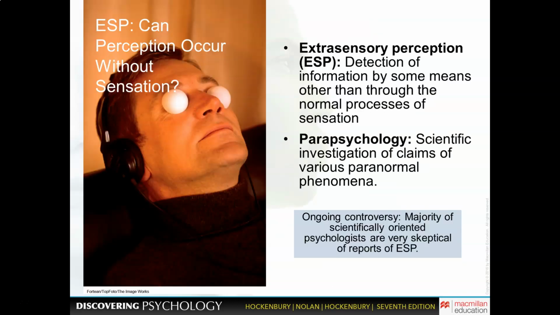Okay, now we're going to change gears here. We're going to talk about something here that students tend to kind of get a kick out of. ESP. ESP stands for extrasensory perception. So extrasensory, that kind of refers to detection of information by some means other than through our normal process of sensation. So I'm going to stop here and I'm going to ask you, do you think it's possible for us to perceive information through other processes that are other than normal processes of sensation?